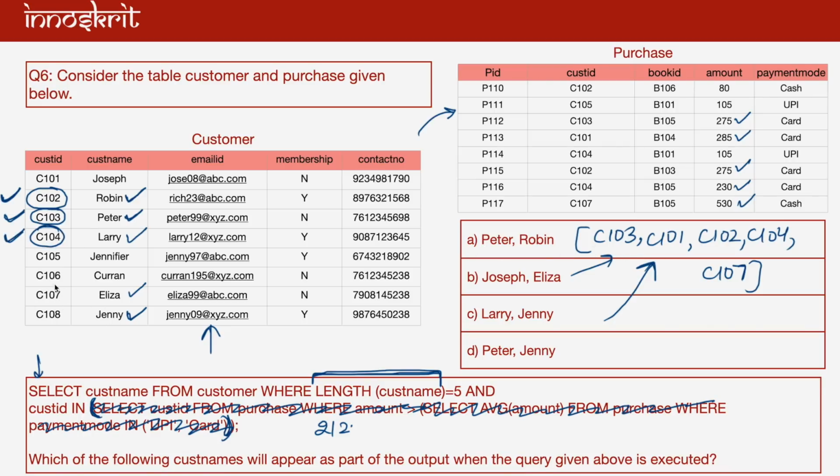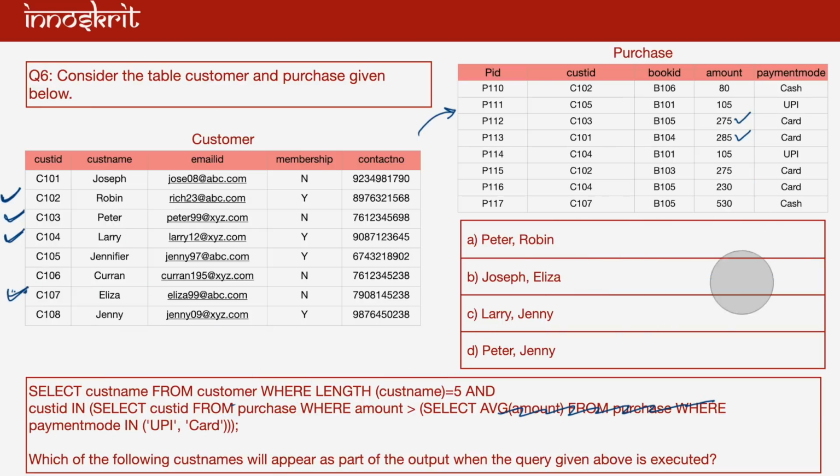Do we have C107 in our list? Yes. So this is going to be in the final result. Do we have C108 in our list? No. So this is not going to be in the final result. So finally, all the customer names that I am going to select out of this query, the whole query, are Robin, Peter, Larry and Eliza. Okay, Robin, Peter, Larry and Eliza. So these are going to be the final names.